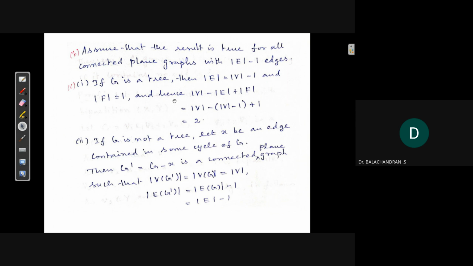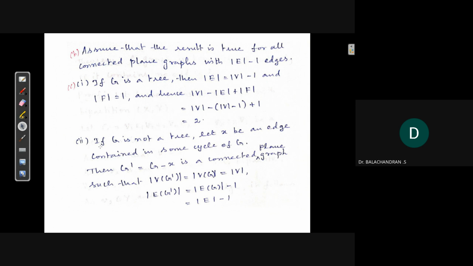So the left hand side of Euler's theorem is number of vertices minus number of edges plus number of faces. I don't know the number of vertices in a tree, so I'll keep it as it is. But I know the number of edges in a tree is the number of vertices minus 1. The number of faces is 1. So cardinality of V minus cardinality of V gets cancelled, and finally we get plus 1 plus 1, which is 2. So we verified the case when G is a tree.